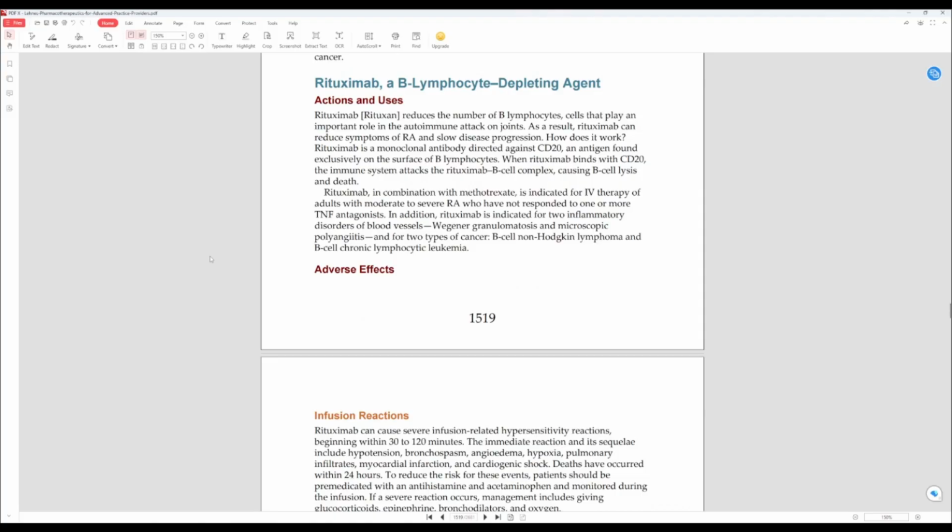In addition, rituximab is indicated for two inflammatory disorders of blood vessels, Wegener granulomatosis and microscopic polyangiitis, and for two types of cancers, B-cell non-Hodgkin's lymphoma and B-cell chronic lymphocytic leukemia.